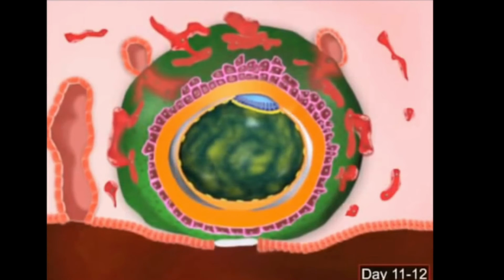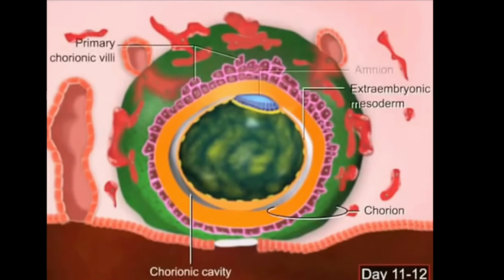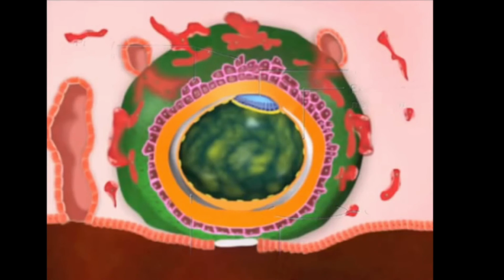Now a cavity is formed in the extraembryonic mesoderm, known as the chorionic cavity. Extraembryonic means it does not take part in the formation of the proper embryo. Extraembryonic mesoderm, as well as primary chorionic villi, which are part of the development of the placenta, also take place at day 11 to 12.